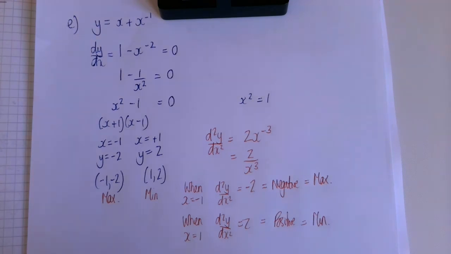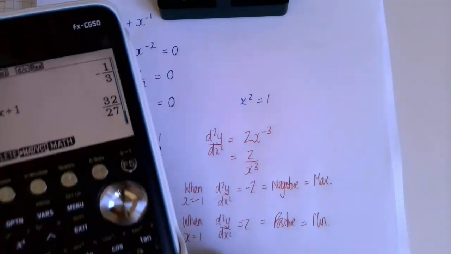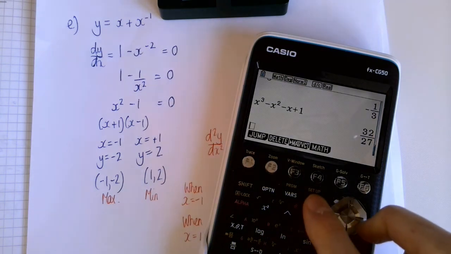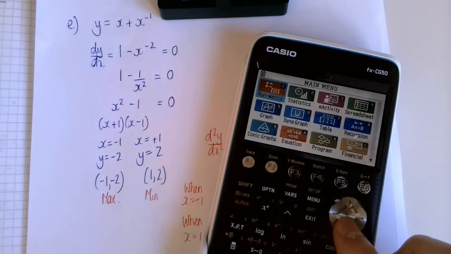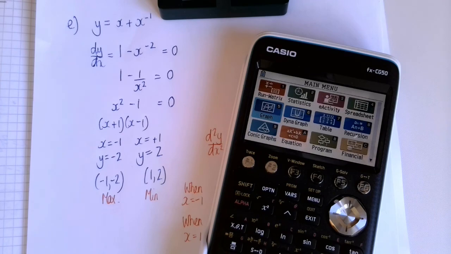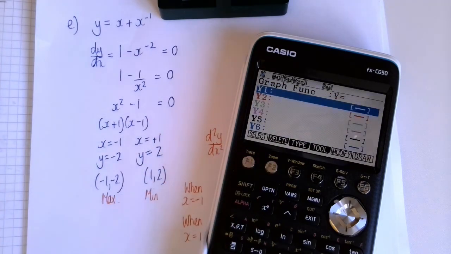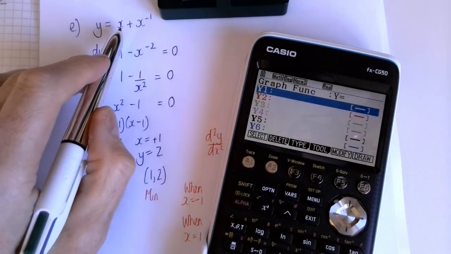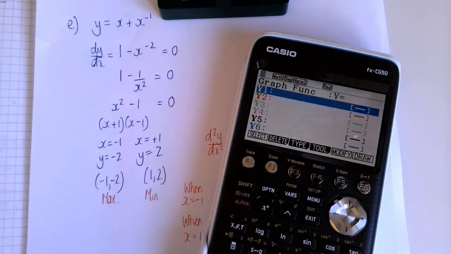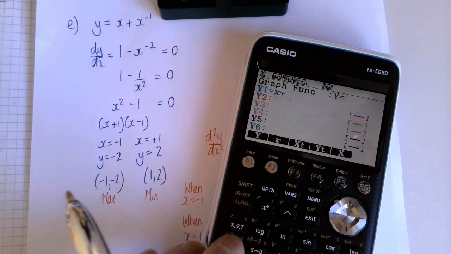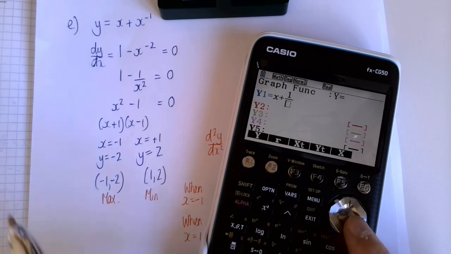Now, what if you're not happy? What if you don't think you've got it right? Is there a way of checking? Well, if you went to a rubbish school that doesn't give you a calculator like this, there isn't a way of checking, but we have a way of checking because we can actually plot the graph of these functions, and the graph will show us the turning points as well. So I'm going to type in this function. I'm actually going to type it in as it was in the question. So it was x plus 1 over x.